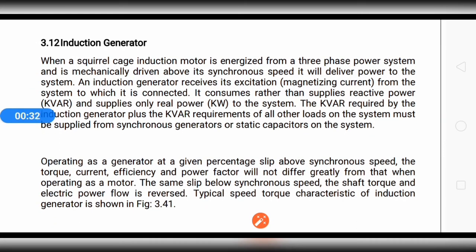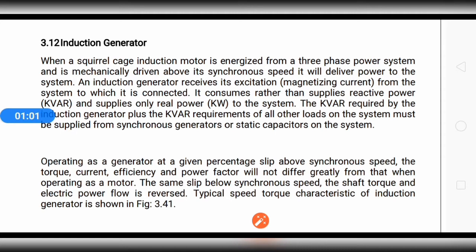Induction generator is nothing but induction motor. When induction motor is running above the synchronous speed, it starts behaving like induction generator. The only condition is that the rotor speed should be greater than synchronous speed. When the speed of the rotor is greater than synchronous speed, then it will deliver power to the system.